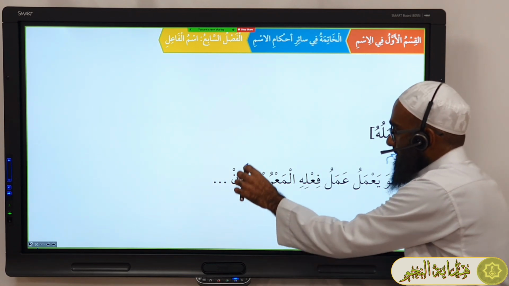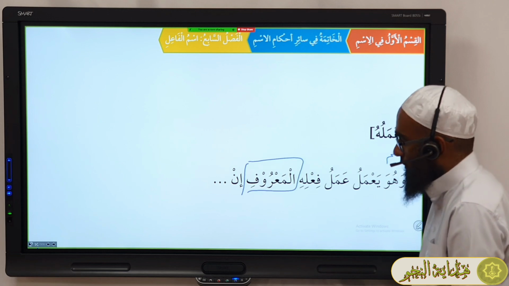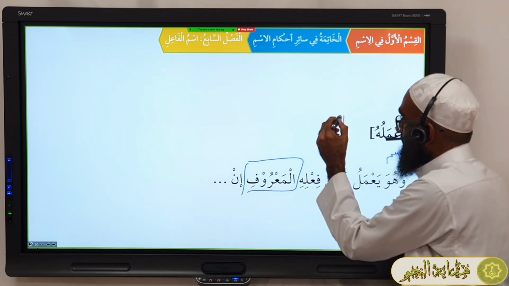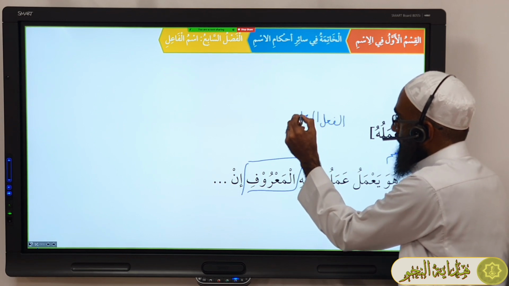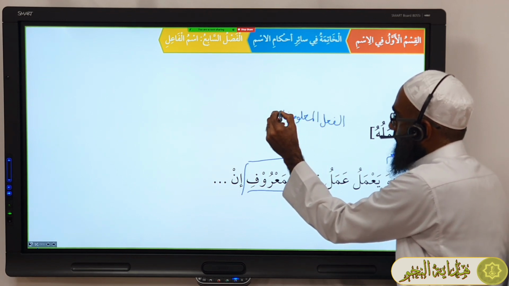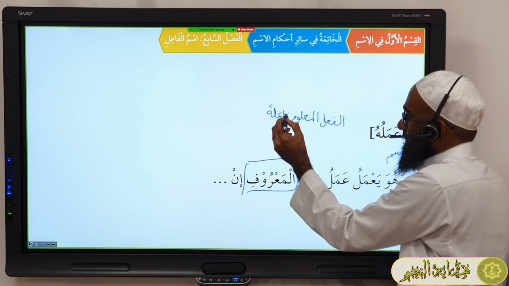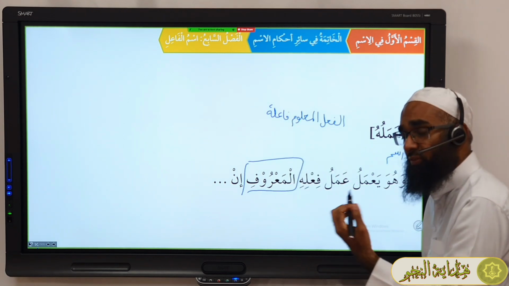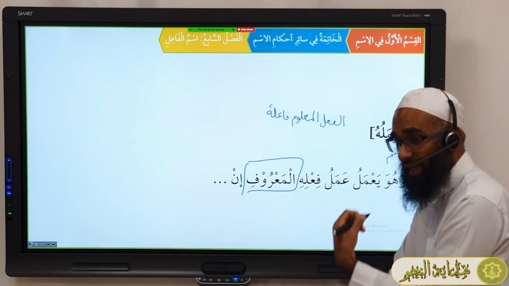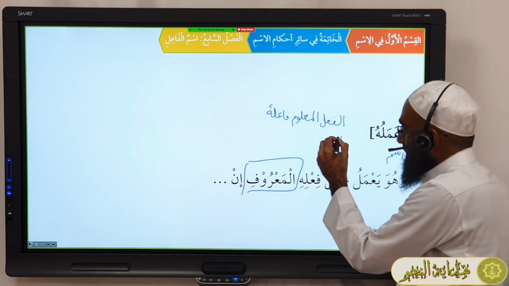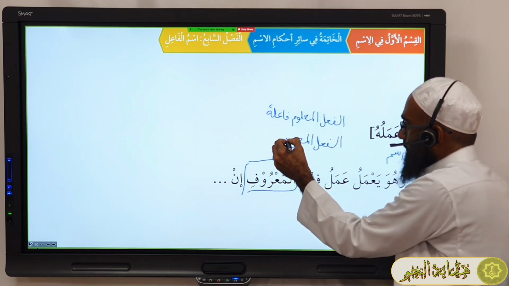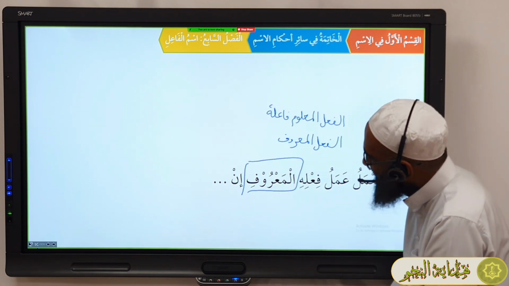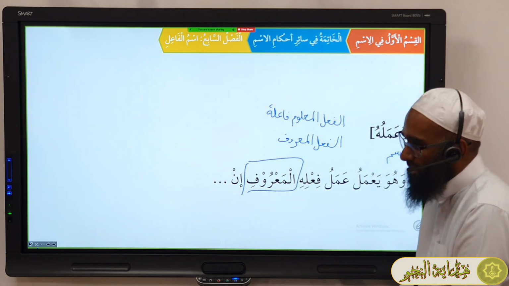And I've mentioned before that there are two terms. You have al-fi'lul ma'loom fa'iluhu. So some books have mentioned it called al-fi'lul ma'loom, that fi'l whose fa'il is known. And some books have mentioned al-fi'lul ma'roof. In most books of sarf, most of them have fi'l ma'loom fa'iluhu.